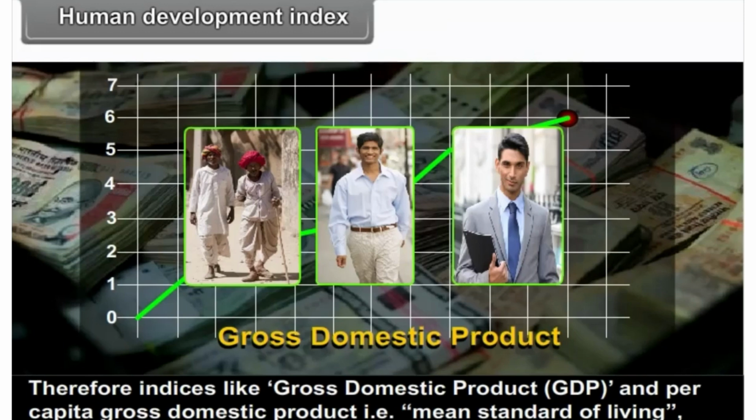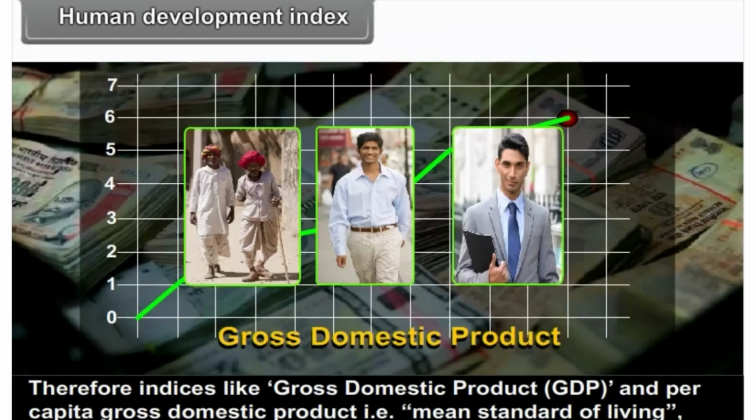Need to consider the status of people in the region with respect to health, education, social welfare, along with their standard of living became stronger over a period of time. This led to the inclusion of Human Development Index as a criterion in determining the level of regional development. Following three factors are taken into consideration while deciding the Human Development Index. Mean standard of living, economic factor; life expectancy at birth, health factor; duration of education, social factor.